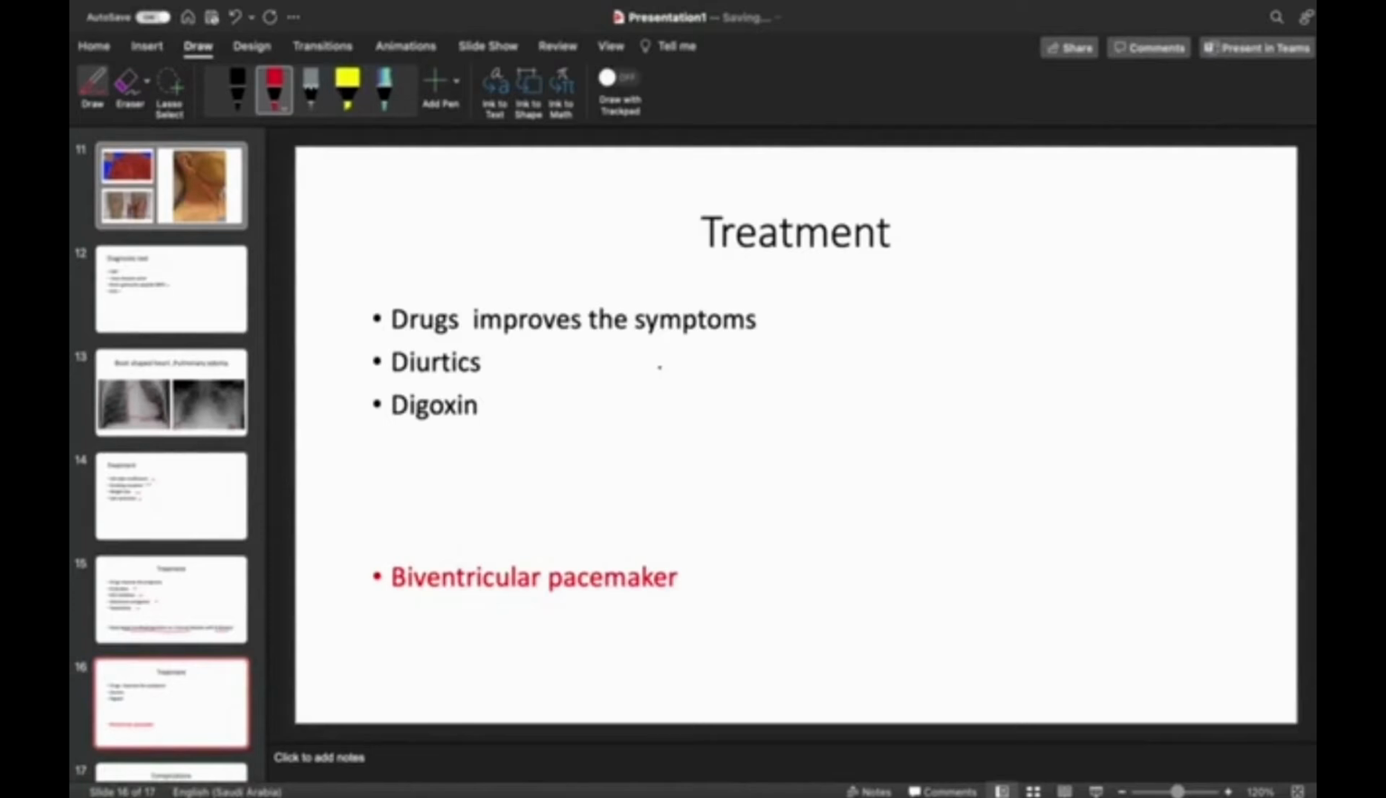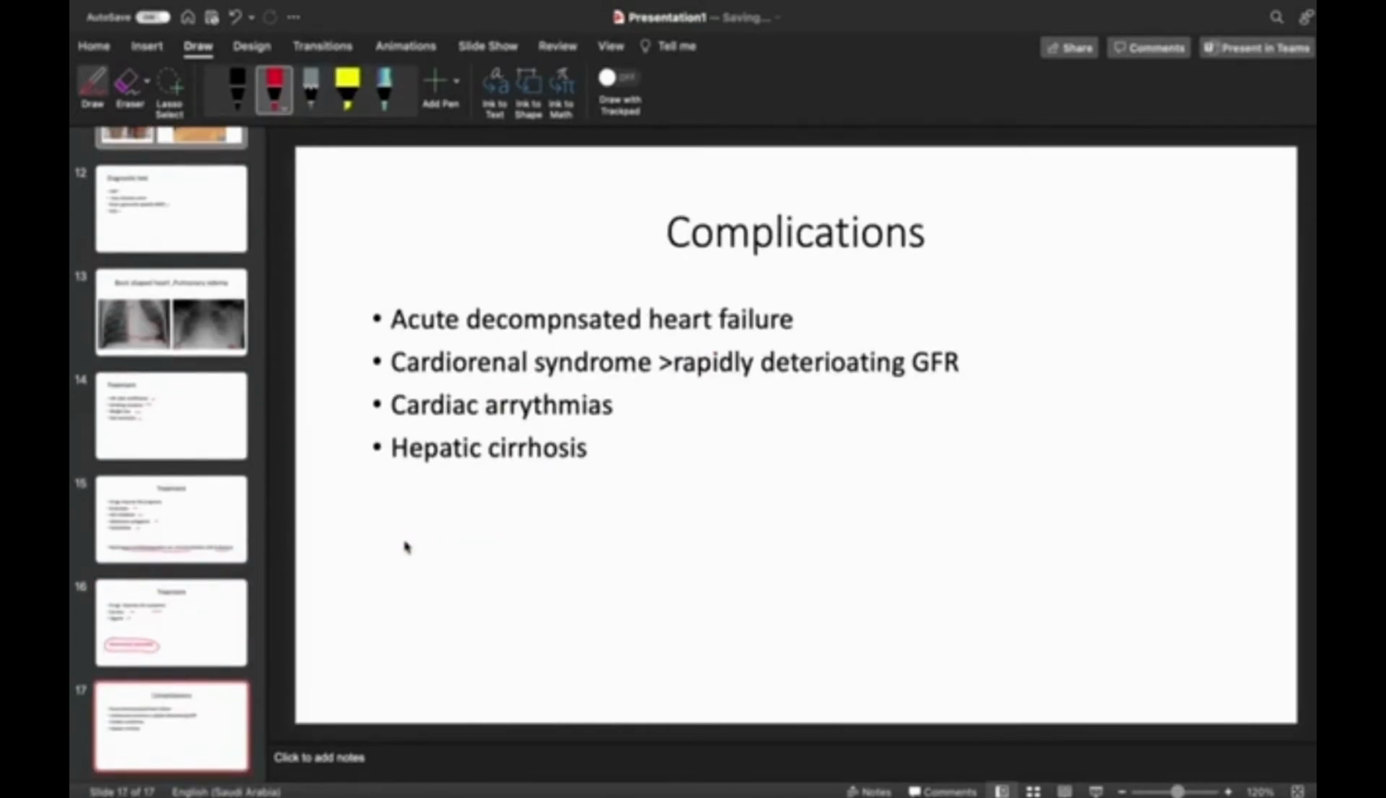Drugs that improve the symptoms are the diuretics and digoxin. If all other medical treatments are failing, we can use a biventricular pacemaker. This is the last option of treatment. The complications will be acute decompensated heart failure and cardiorenal syndrome. There will be rapidly deteriorating glomerular filtration rate in the kidney, cardiac arrhythmias, and hepatic cirrhosis.